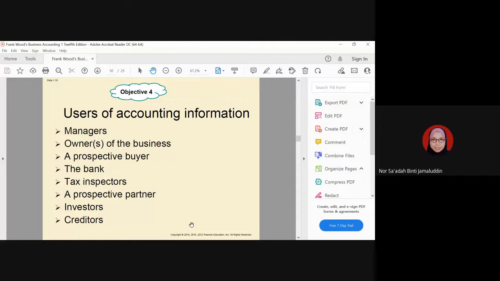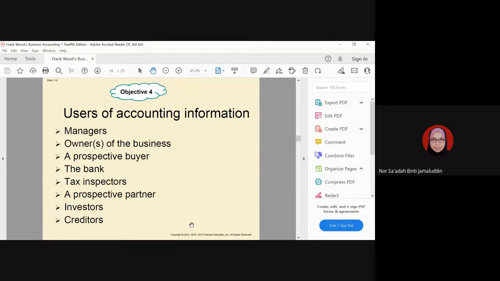Next, the tax inspector. The tax inspector also uses the accounting information in order to calculate how much the company should pay in terms of tax. Because tax is only paid if the company receives income during its operation, within the time period that the company sets to prepare its financial statement.